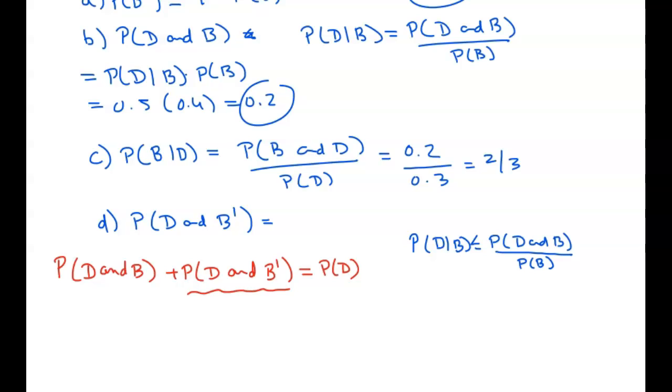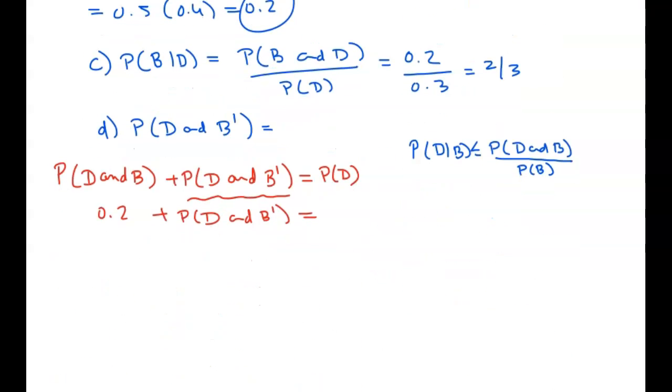So we know the probability of D and B is 0.2, plus the probability of D and B prime is equal to the probability of D, which is 0.3. So the probability of D and B prime happening is 0.3 minus 0.2, which is 0.1.